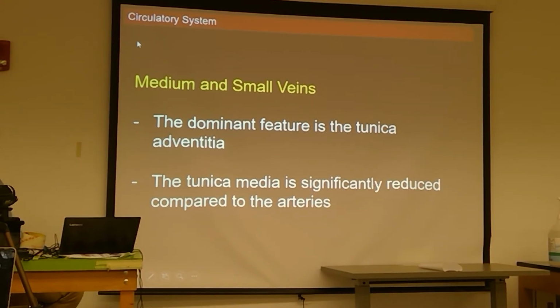So homologous with the muscular arteries, but within the veins, we have medium and small veins, right? So the dominant feature again with the veins is the tunica adventitia. That outer layer is going to be a lot thicker. Your smooth muscle layer is going to be smaller. It's not going to have those elastic fibers. Tunica media is significantly reduced compared to the arteries.